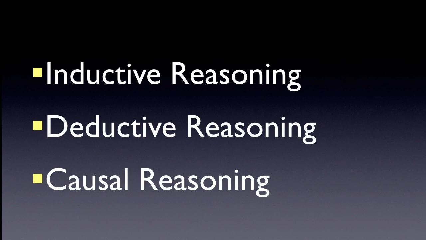In inductive reasoning, reasoning begins with specific examples and ends with a general conclusion, and the conclusion is probable or not probable. In deductive reasoning, reasoning begins with a general statement and ends with a specific conclusion. The conclusion is certain or not certain. In causal reasoning, reasoning begins with something known and ends with a speculation about causes or effects of what is known, and the conclusion is likely or not likely.